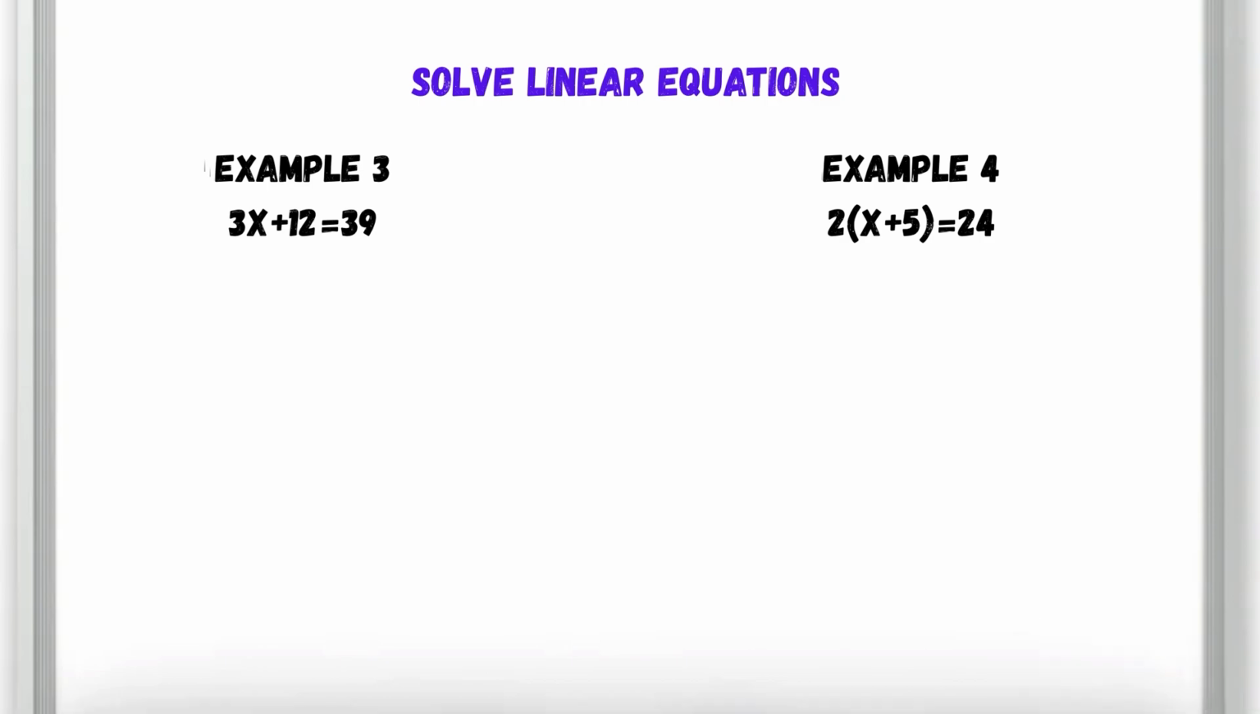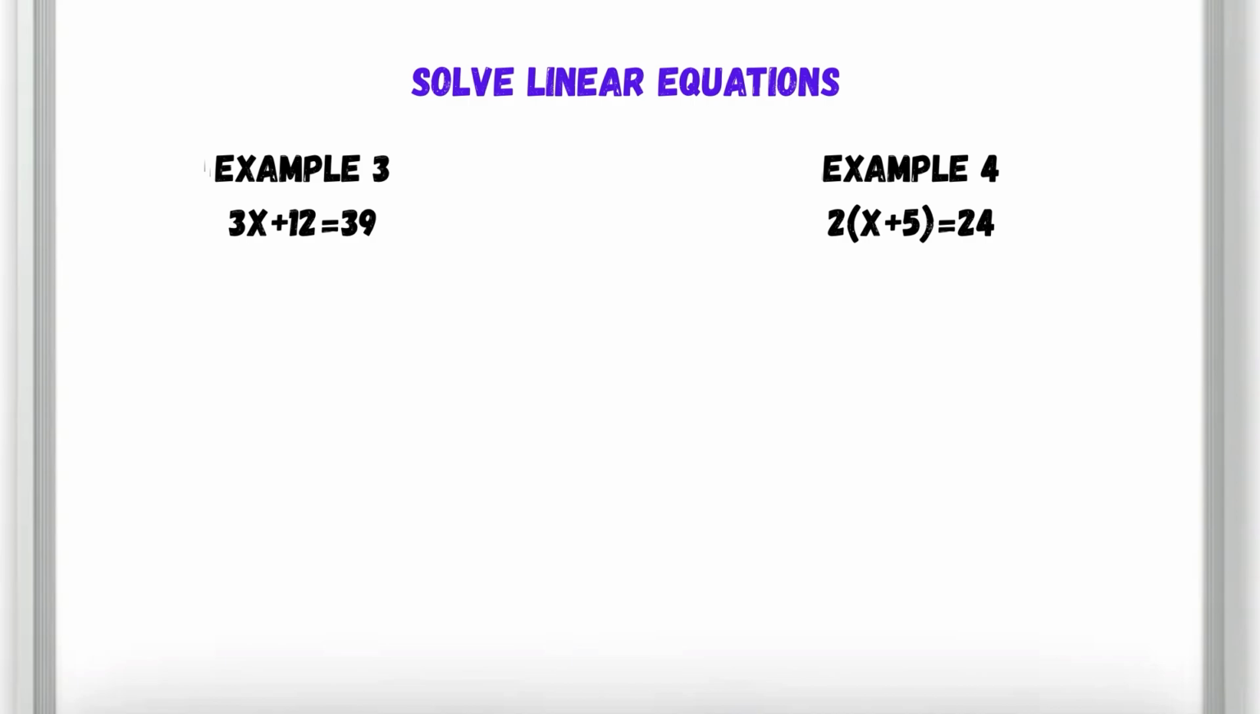Example 3, and don't be afraid to pause the video and attempt the questions before I do, and then you can compare your answers afterwards. Now, example 3, we have 3x plus 12 is equal to 39.